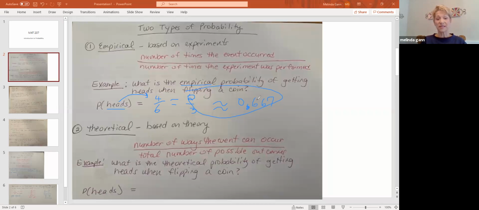Do you see that if I flip the coin 6 times again, I might not get the same answer? If you flipped it 10 times, you wouldn't get the same answer.